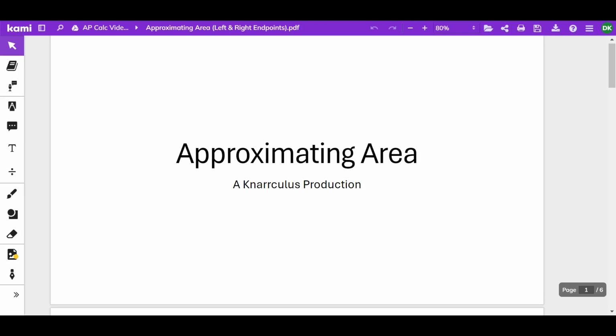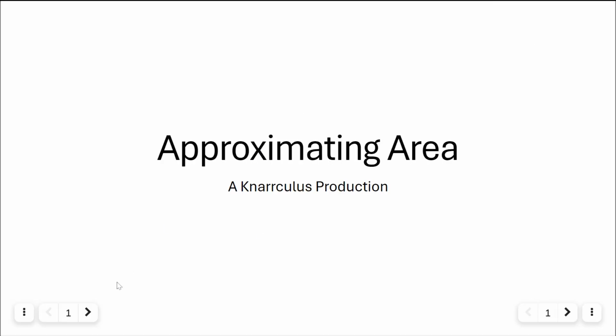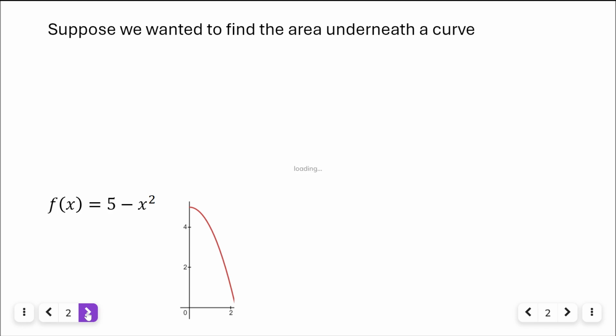Today, we are going to be approximating the area that is underneath the curve. So we are going to be taking a look at functions, and using those functions and taking a couple of bounds and approximating the area that's underneath that curve. So let me show you what it is that we're talking about trying to do here.